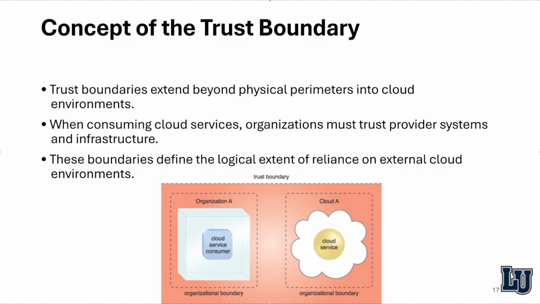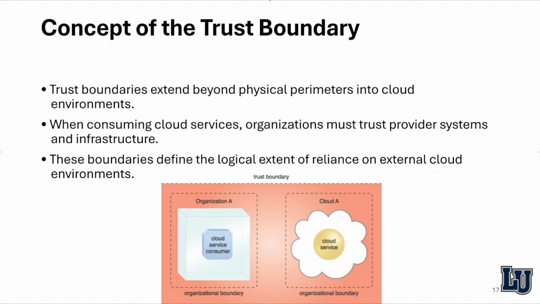Concept of trust boundary. A trust boundary defines how far an organization must extend its trust when using a cloud service. When a company uses cloud infrastructure, it has to trust the provider's system and infrastructure to handle its data and applications. This trust boundary goes beyond the organization's own assets and into the provider's environment. Understanding trust and boundaries is critical for managing security since it shows exactly where the organization must rely on an external party.